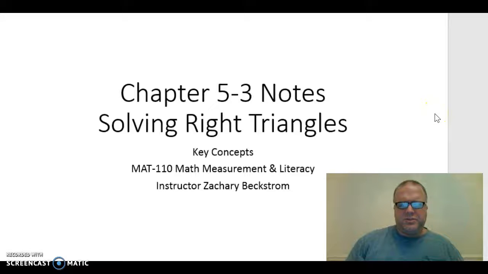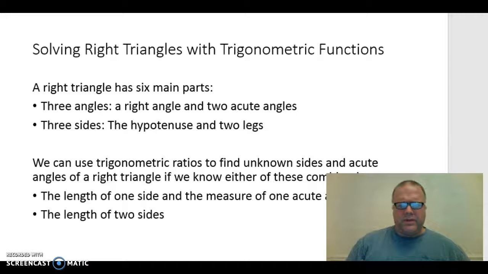Hello, this is Mr. Beckstrom again, and we're going to talk about Chapter 5, Section 3. We're going to do some more right triangles. This time we're going to solve for an unknown side or acute angle. Alright, so let's talk about a couple of different things here.